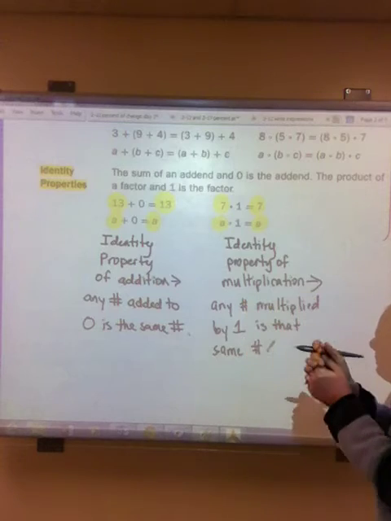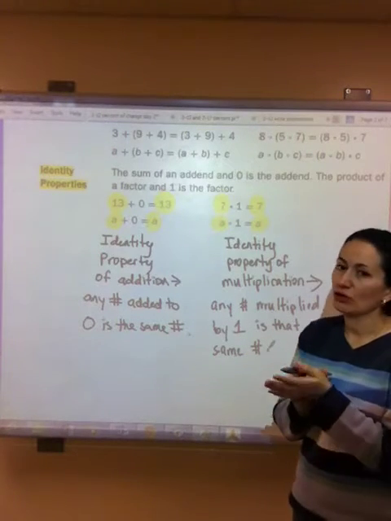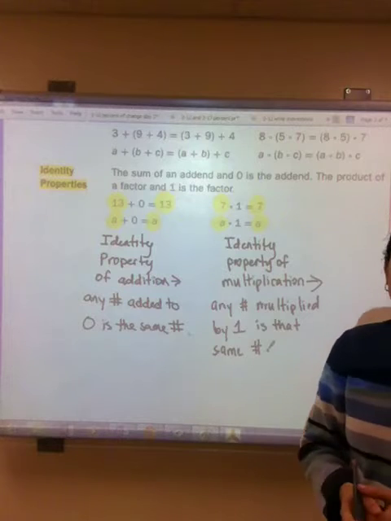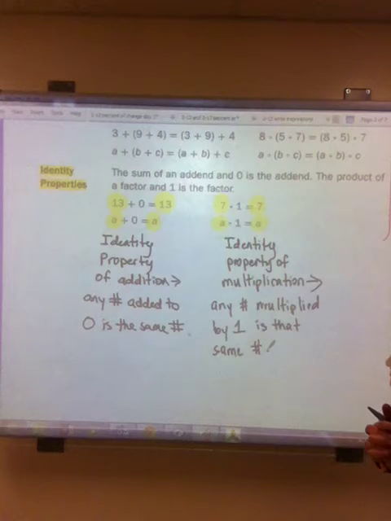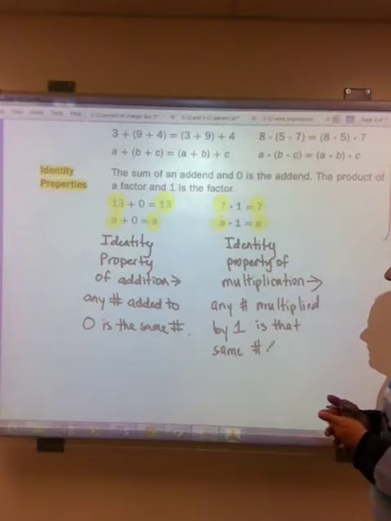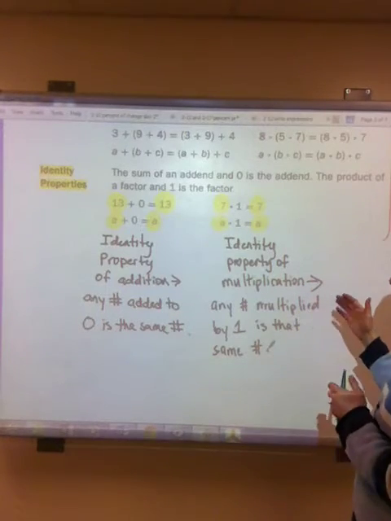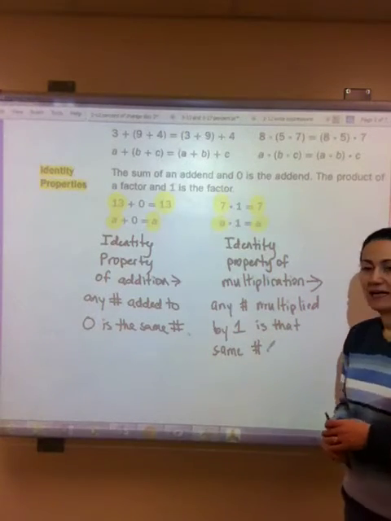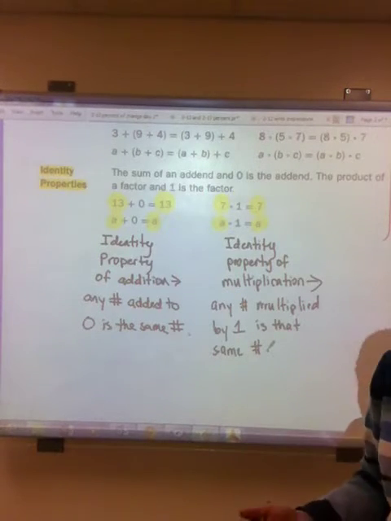So both the identity properties here, we have identity property of addition, also known as the additive identity. The identity property of multiplication, also known as the multiplicative identity. Both say that any number added to 0 is the same number, any number multiplied by 1 is the same number. Okay, you may be thinking, how is this going to help me?